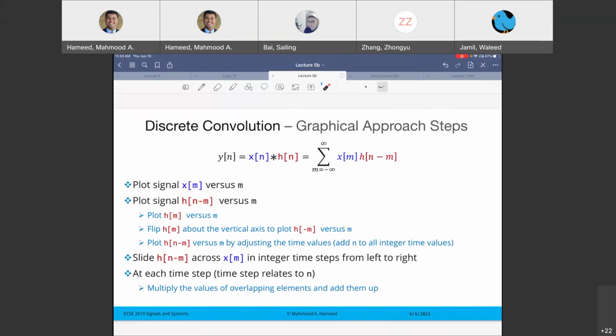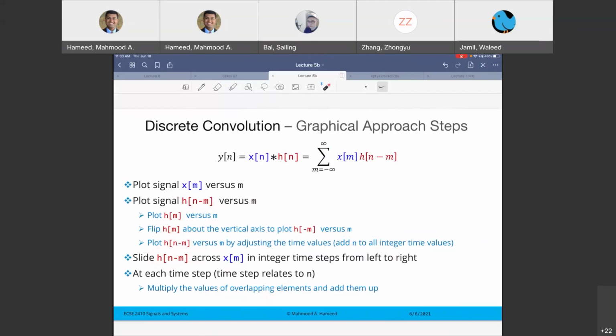So when you went for h of n minus m, you actually did h of m first, then flipped it, and then you put it on a rail so that it can move from negative infinity to infinity. Next, as you're sliding this across the input in integer time steps, you're doing two things. One, multiplying all the overlapping elements and then accumulating their results. Multiplying the overlapping elements and adding them up.